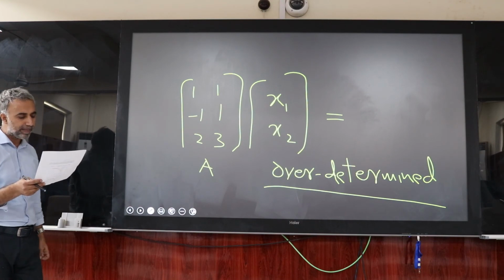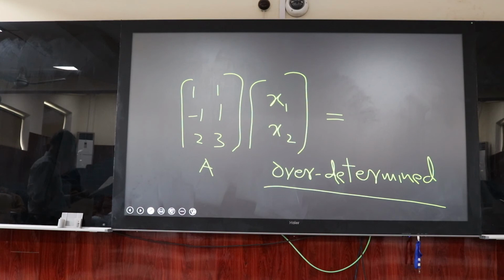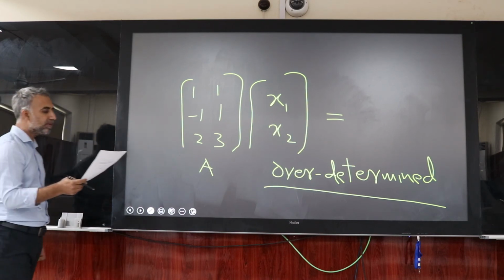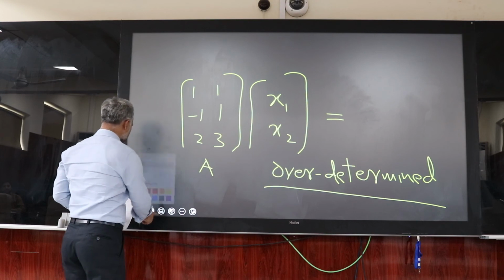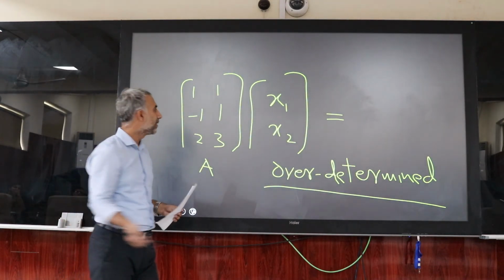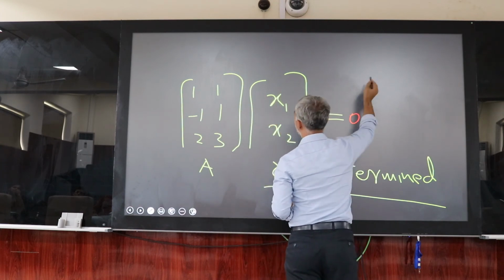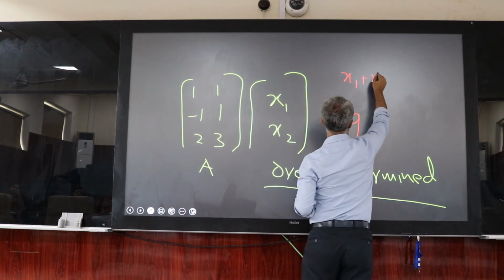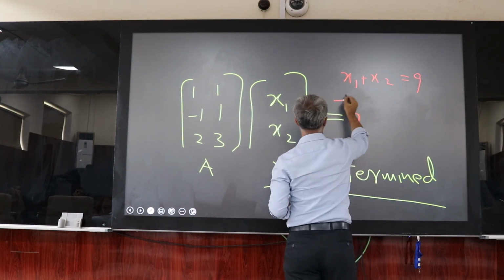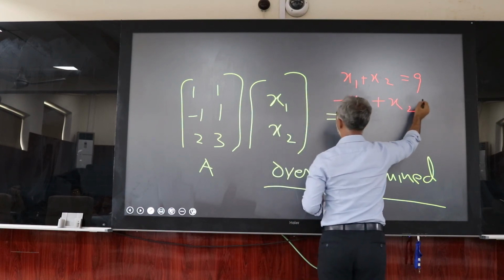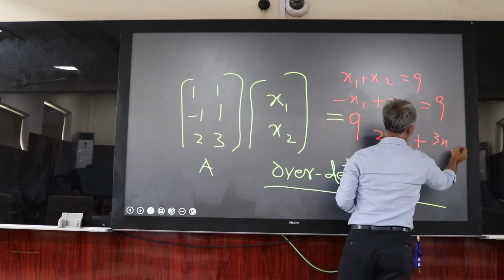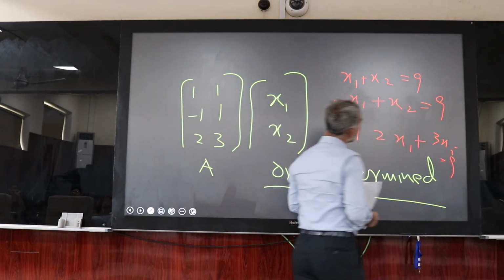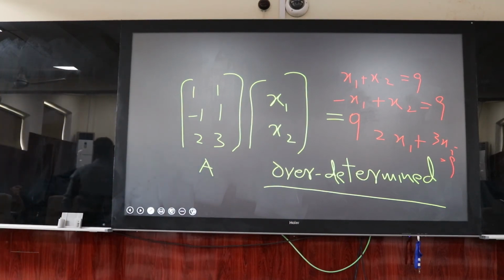In this case, usually you could not get A inverse, and the system has more equations than variables. If we write these as a number of equations, problems are more, variables are less. For example, here we can write x1 plus x2 equals 9, or minus x1 plus x2 equals 9, or 2x1 plus 3x2 equals 9. My children, basically equations are nothing except the problem. Problems are larger than the variables.